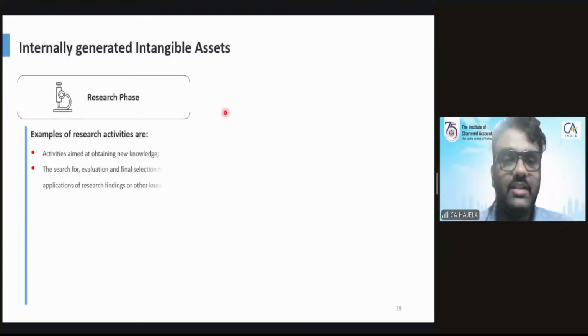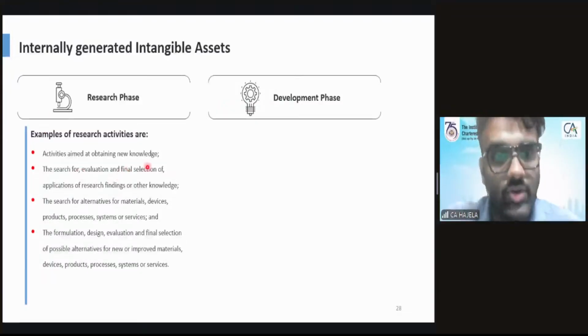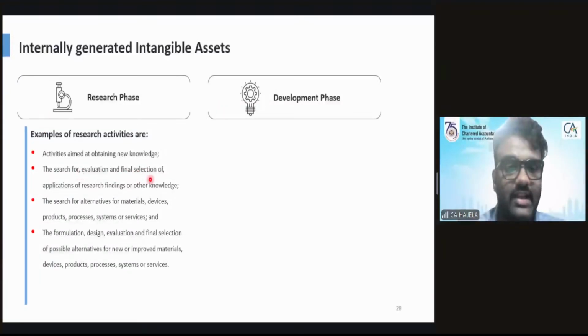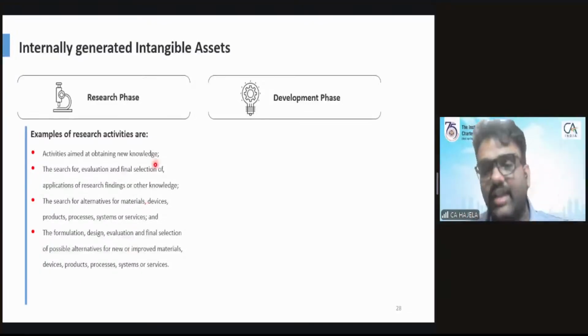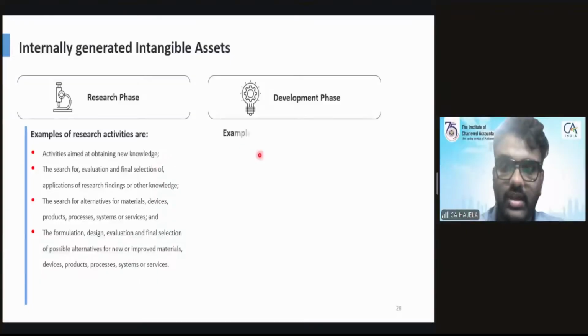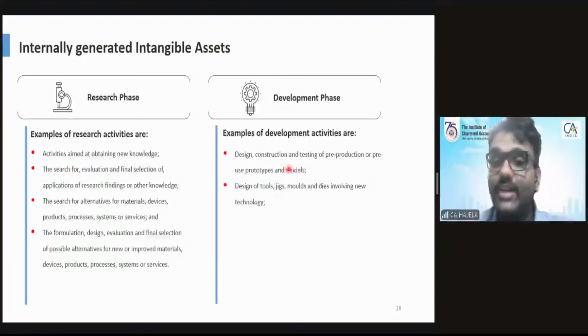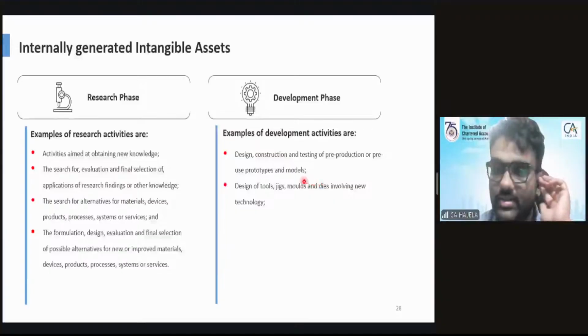So examples of research activities are, see, जिसमें new knowledge आती है, activities aimed at obtaining new knowledge, evaluation and final selection of research findings, alternative materials, devices, formulation, design, evaluation, selection, right? Improved materials. So basically, this is a lot of hit and trial. We are yet to arrive at our final decision of what we will pick out of the things that we have come across.